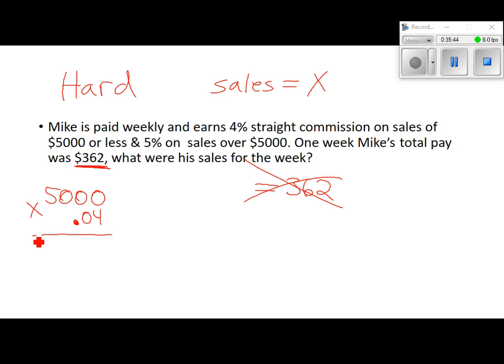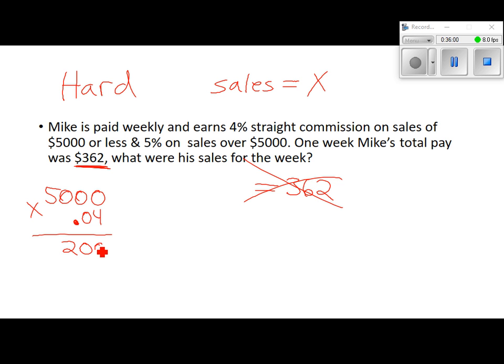Anybody get something? Caitlin's scared to tell me. Say it again. 200. Anybody else get that? You were scared also? So $200.